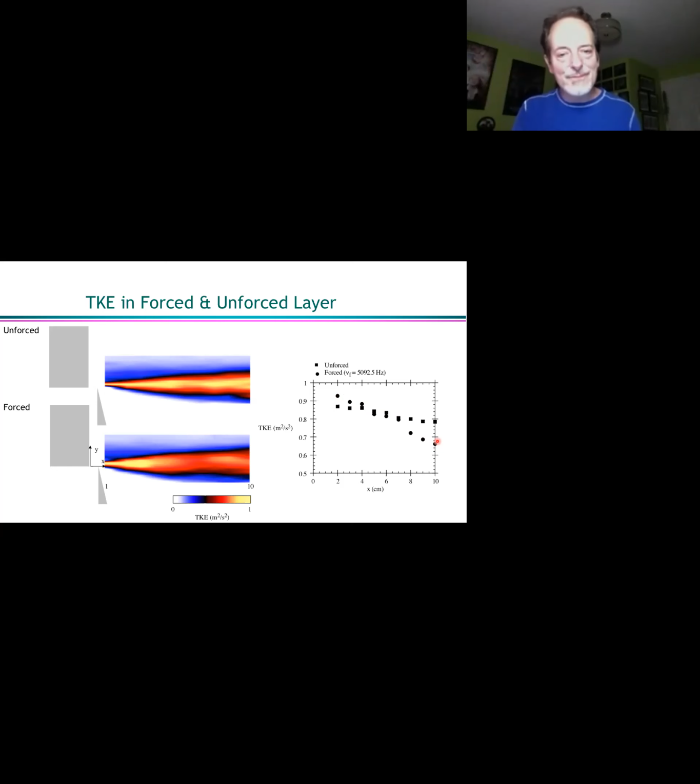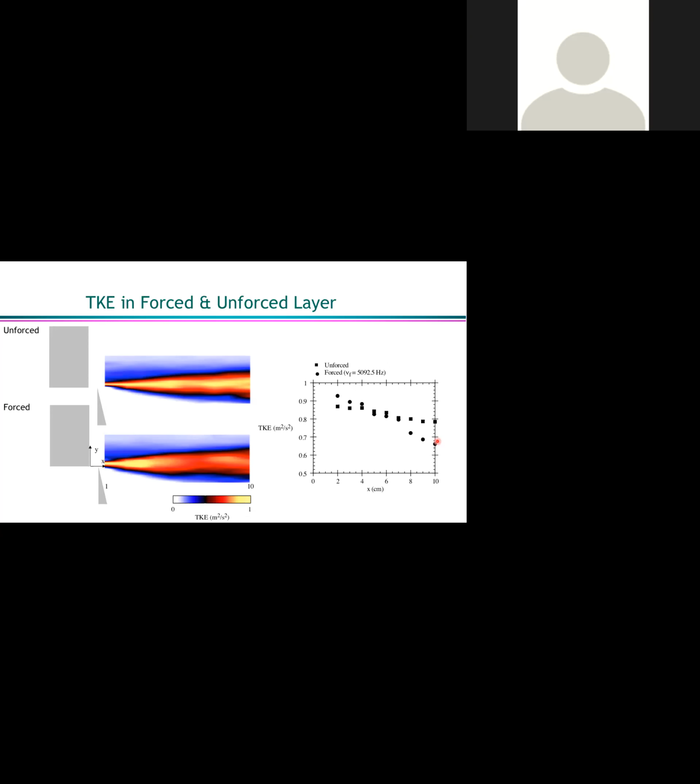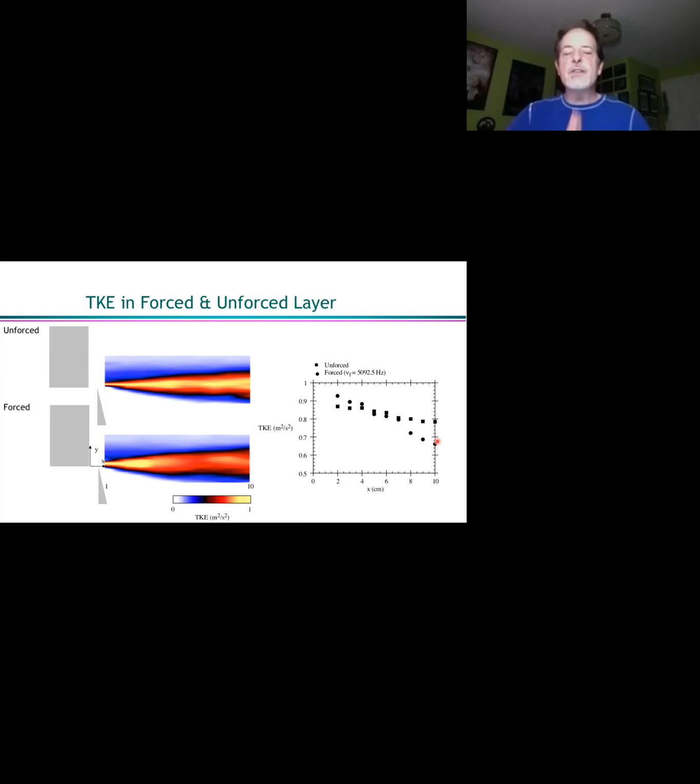So how are you measuring that again, John? I measured this just with hot wire anemometry, which for those of you who aren't familiar, you basically just take a very small wire, you heat it up, and then you monitor the voltage required to keep it at a constant temperature. So it measures velocity, and it measures it with a very high frequency response, which is needed for this type of measurement.